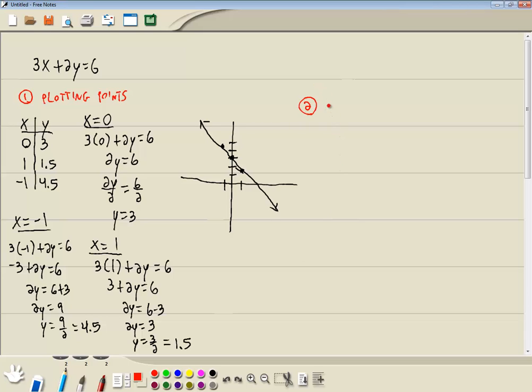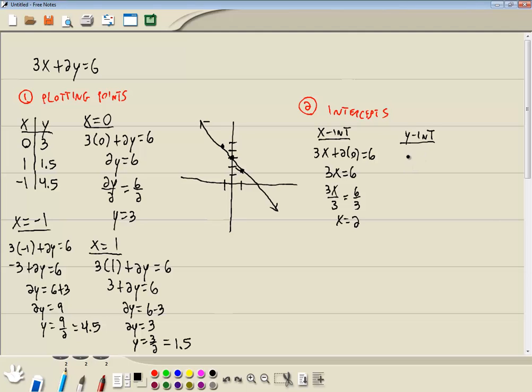Our second method we'll look at is using intercepts. Now to use intercepts, you have to find your x-intercept and y-intercept. So let's find our x-intercept first. And to find the intercepts, it's always the same. You always plug 0 in for the other variable. So if we're trying to find the x-intercept, we're going to plug 0 in for y into our original equation. So we got 3x plus 2 times 0 equals 6. 2 times 0 drops away, and we got 3x equal to 6. Divide both sides by 3. And we get x is equal to 2.